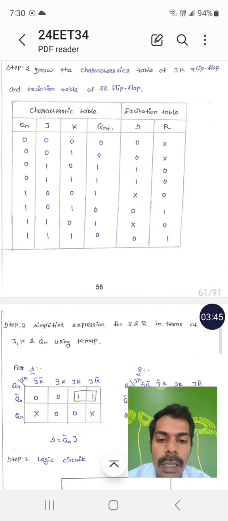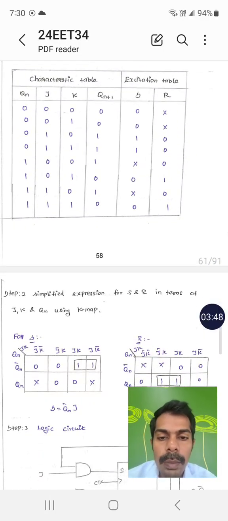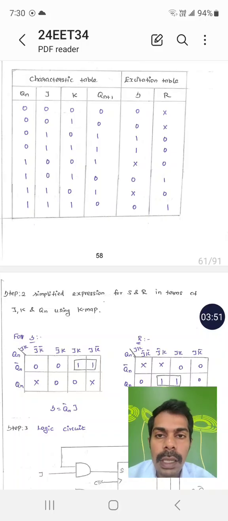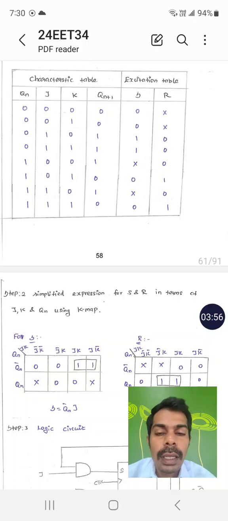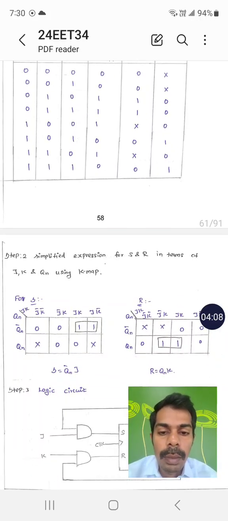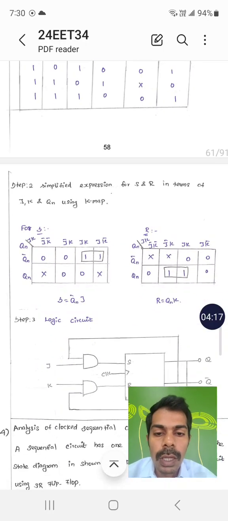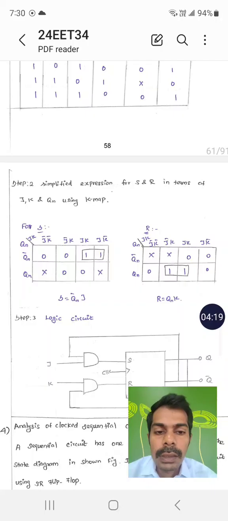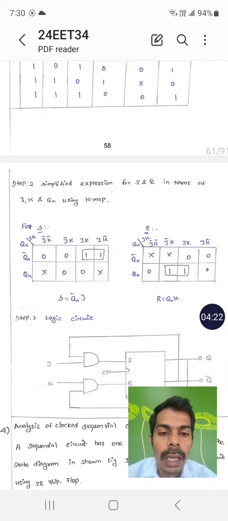Similarly, we have to do the K-map for S and R by considering the inputs Qn, J and K. Qn, J and K should be in the binary order 0 to 7, so that we can draw the 3 variable K-map for S and R. By drawing this K-map, we have to find the number of pairs. For S it has 1 and 1, and similarly for R it is also 1 and 1. So the K-map output equations are S is equal to Qn bar J and R is equal to Qn K.